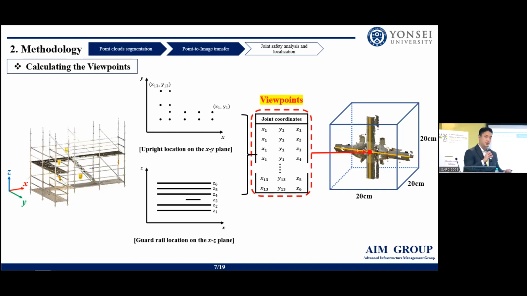So how do we calculate them? We calculated them by collecting all the combinations of the XY coordinate of the uprights and the Z coordinate of the guardrails to make the cross sections.